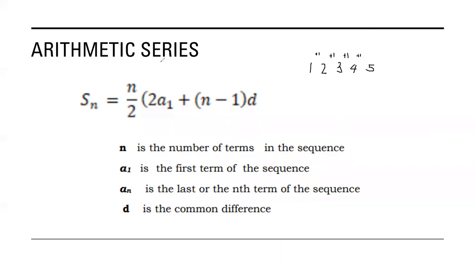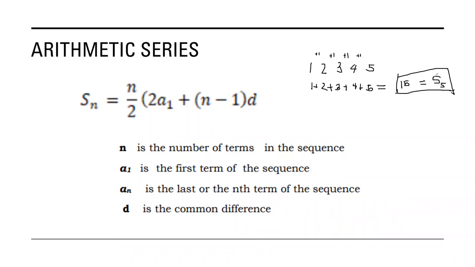Pero when we talk about arithmetic series, it is the sum of arithmetic sequence. So ibig sabihin, it will be 1 plus 2 plus 3 plus 4 plus 5. So kapag i-add natin yan, 1, 2, 3, 4, 5. So that's 1 plus 2, 3 plus 3, 6 plus 4, 10 plus 5, 15. So, our S sub 5, please take note of this, our S sub 5 is 15. Please take note of the symbol.